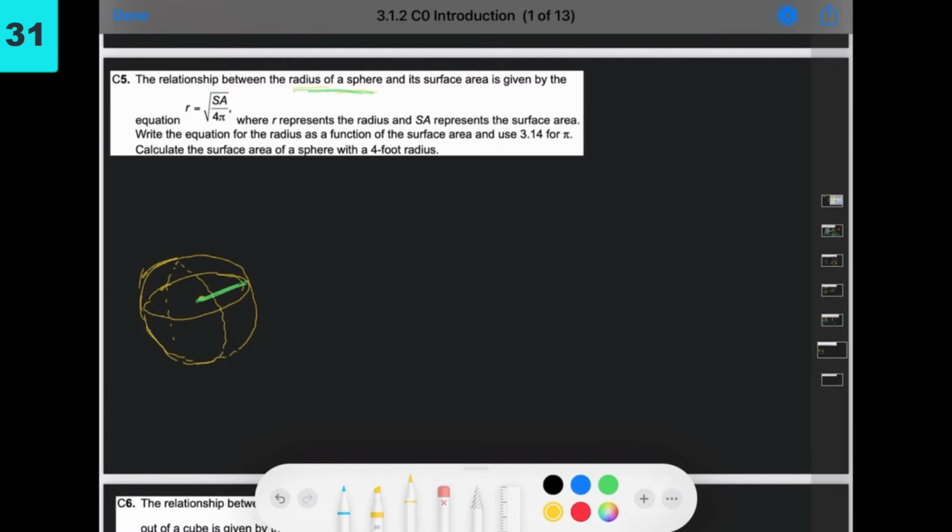But there's in green, and the surface area is given by the equation, let's write that one down: r equals square root of SA over 4 times pi. Okay, so let's see what it tells us to do. Write the equation of the radius as a function of the surface area, which we have, and use pi to be 3.14. So let's make that 3.14, and then it's telling you to calculate the surface area, so what is SA?